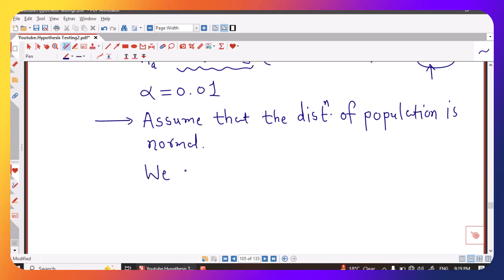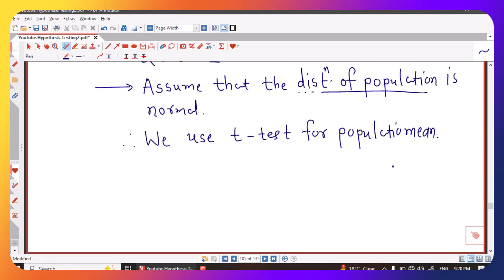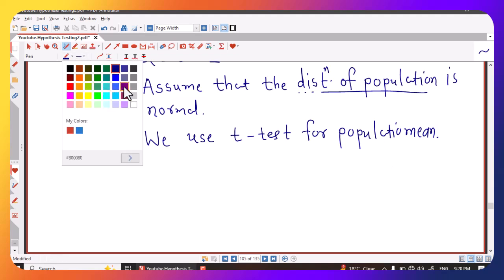If population follows normal distribution, we can use small sample hypothesis test, therefore we use t test for population mean, or simply t test for mean. To apply t test, we must have these two conditions satisfied. Our sample size is small, that is n is less than 30, and the distribution of population must follow normal distribution. Here both the conditions are satisfied, therefore we can use t test for population mean.